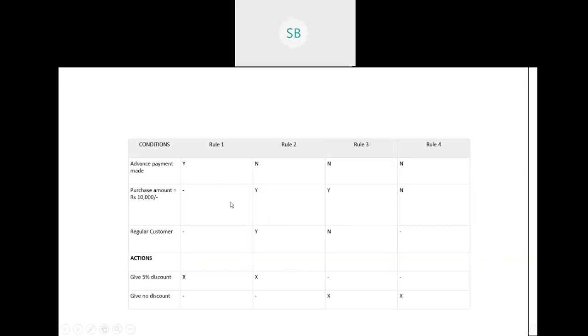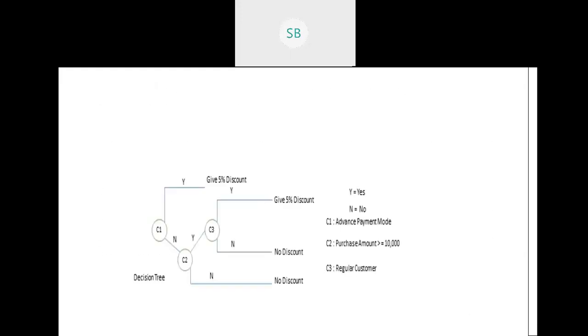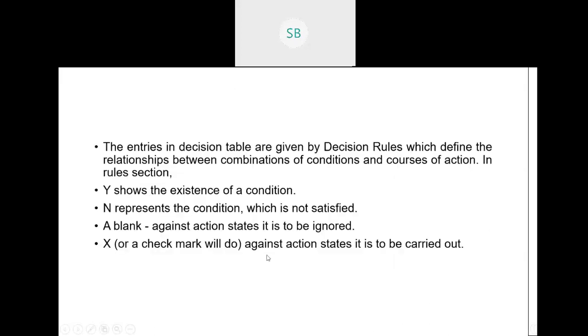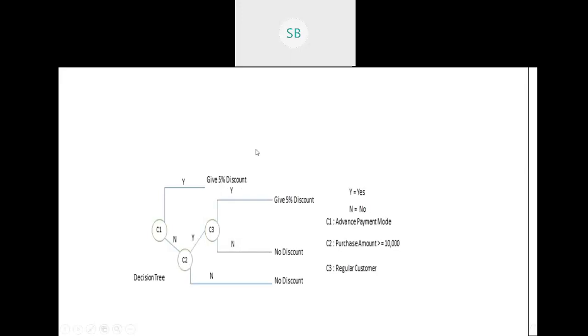So just check. For this one it will be ignored, right? Because we are not checking condition 1 anymore. But here we are checking, because only when C2 is yes does it move to C3. So that is why it is Y. Only if it is C2 can we move on and give 5% discount. And when C2 is N, give no discount. So that is why we are putting N here. Similarly, for C3 also we can check. C3, it's Y and N.